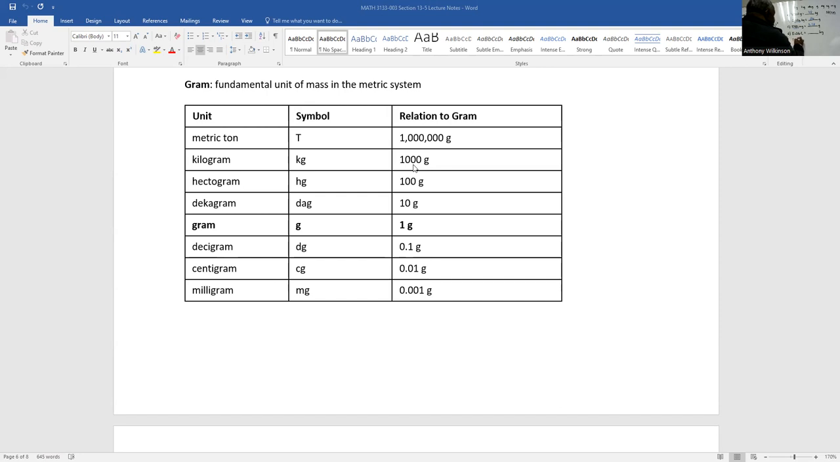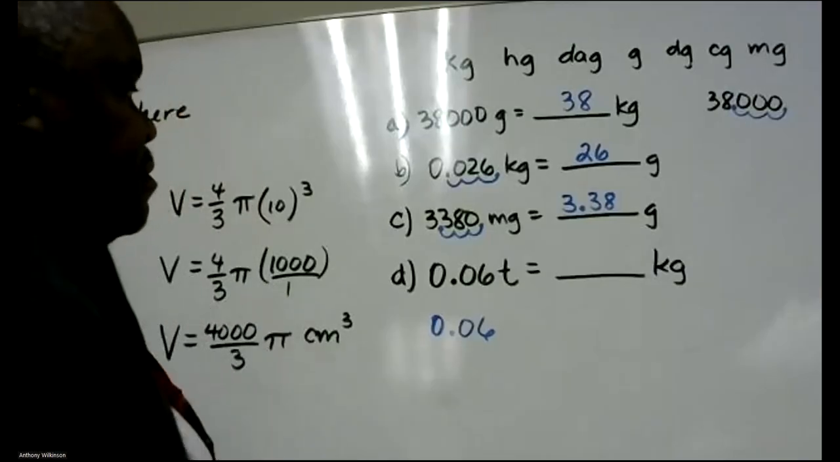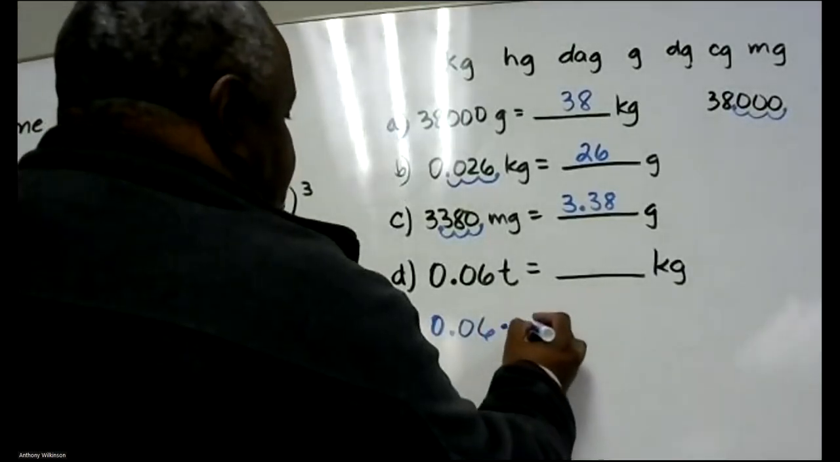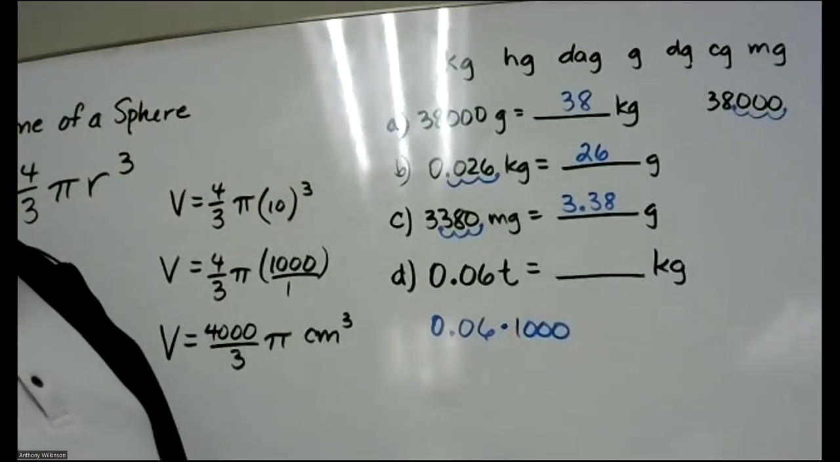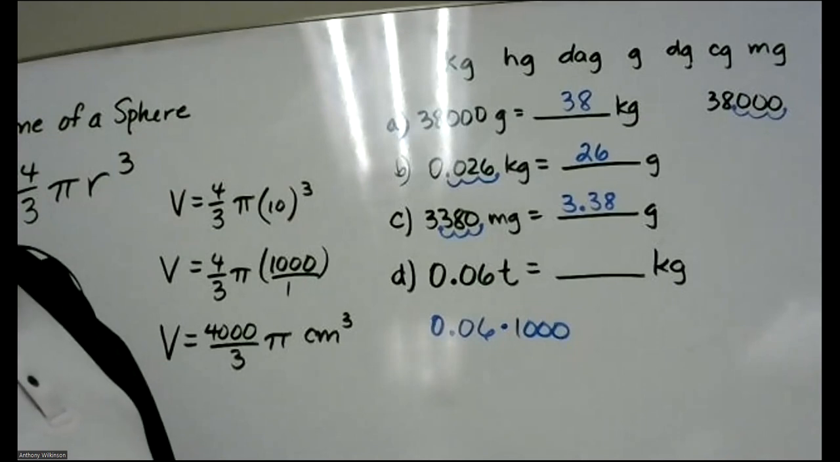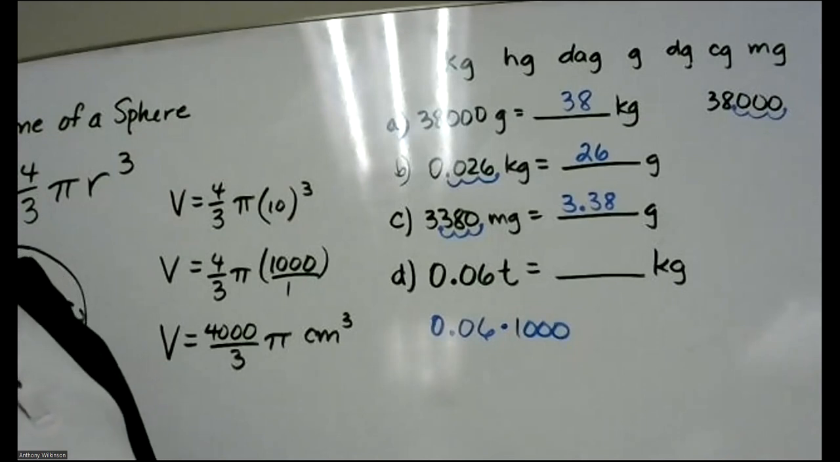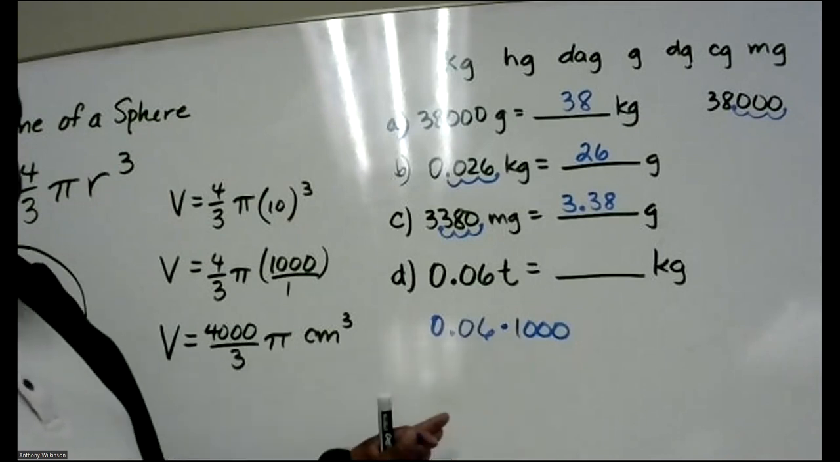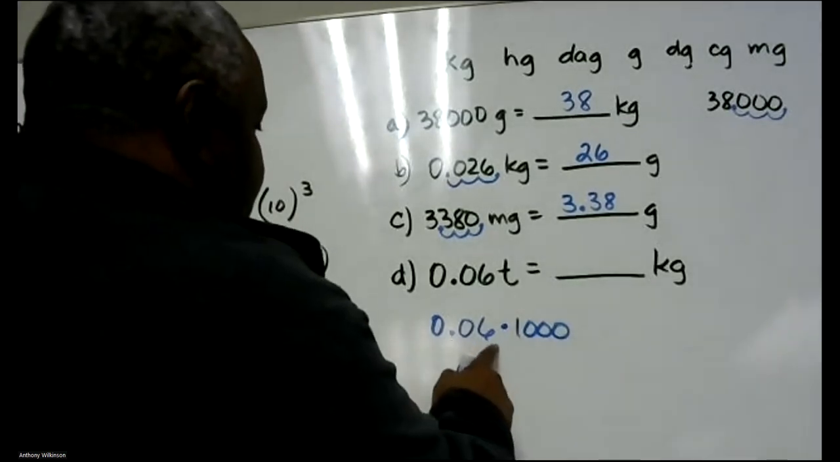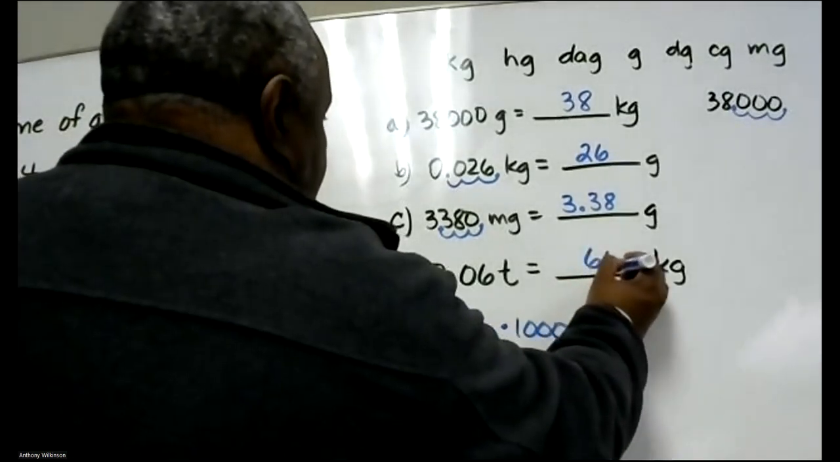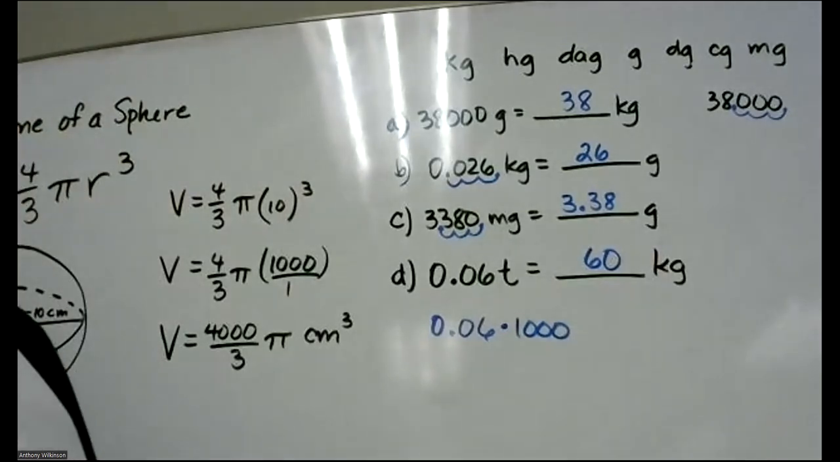So this one I'm gonna have to do here. Take that 0.06 and multiply by 1,000. Because from metric tons to kilograms, that's a factor of 1,000. So I need to multiply 0.06 times 1,000. That would mean I need to move the decimal point 3 places to the right. It would be 60 kilograms.